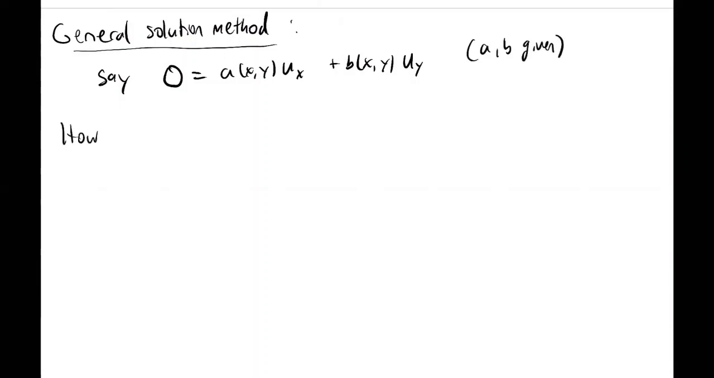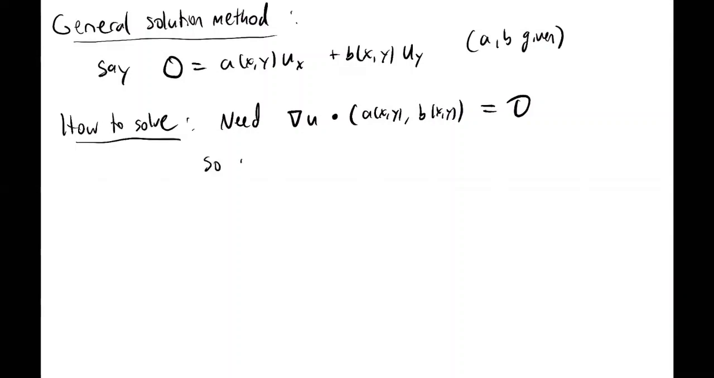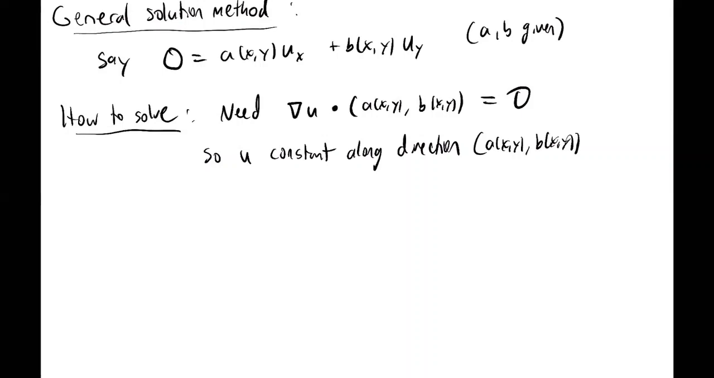Right, well, how do we solve this? Well, as before, you need the gradient of u dot product (a of x y, b of x y) equal to 0. And so that means if you move along the direction given by this vector with a and b, your function has to be constant, right? So u is constant along direction (a of x y, b of x y), again using the directional derivative interpretation.